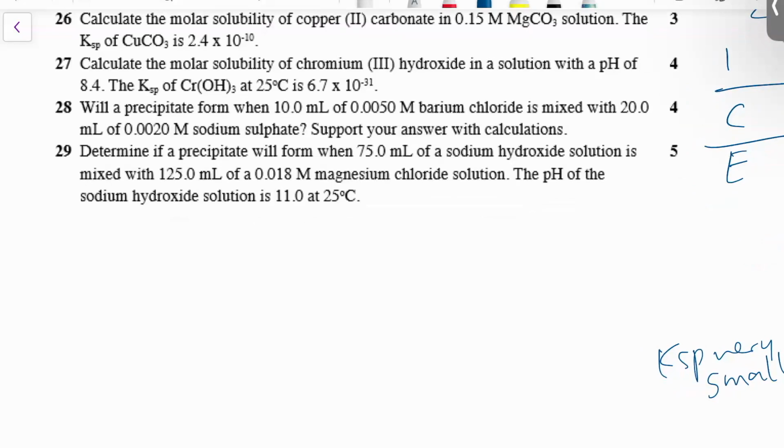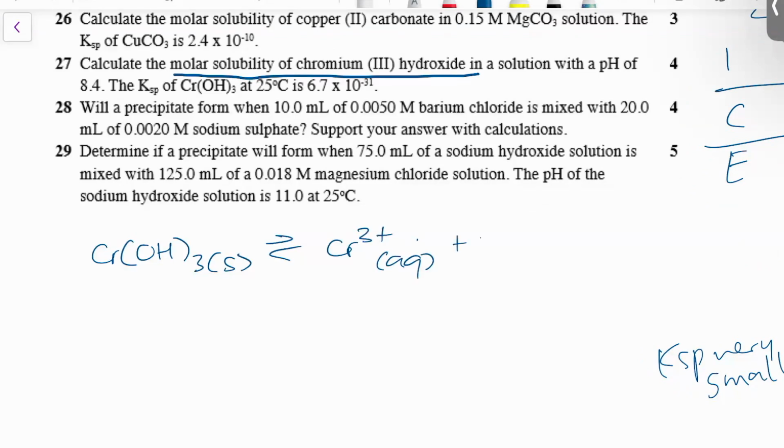So let's do that. Let's say I read question 27. It looks familiar enough. Don't really know what to do with the pH yet, but I'm not anxious enough about it to brainstorm everything. So I'll start. I know that when I normally get asked for molar solubility questions, my first task is to write out the equation. And then my second task is to set up the ice table.